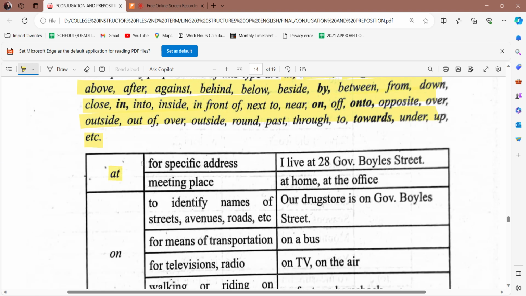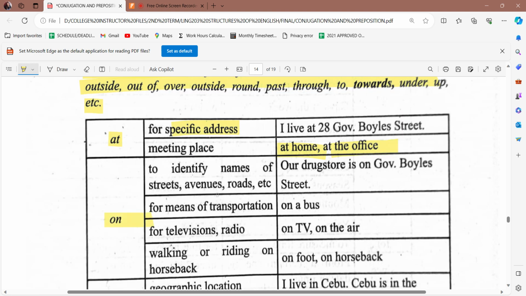At is for a specific address, such as I live at 28 Governor Boyles Street, and it can also be used for a meeting place, such as at home, at the office. While on is to identify names of streets, avenues, roads, and many others, such as our drugstore is on Governor Boyle Street. It is also for means of transportation, on a bus.